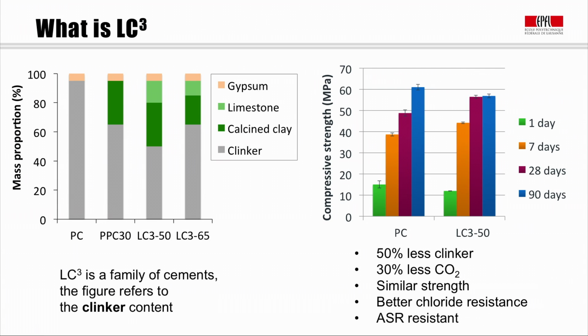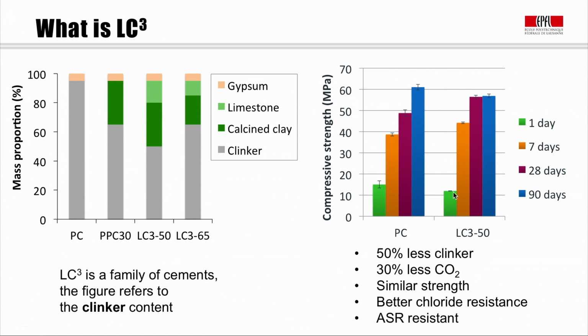practice. However, what's very special about the LC3 family is now, instead of adding just calcined clay on its own, we add calcined clay together with limestone. And what we find is that we can add an extra 15% of limestone, we can remove 15% more of the clinker, and we can get the same performance as in the pozzolanic case here. So on the right, we see some strength results for LC350.